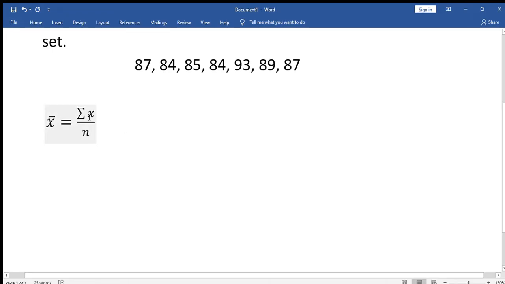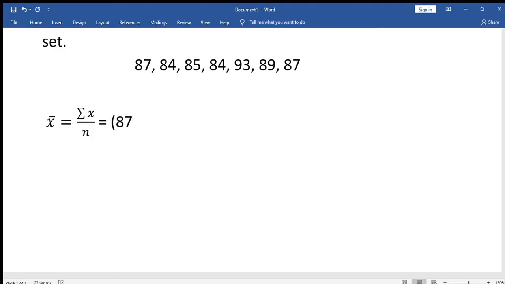We have the summation of x all over n, wherein the summation of x here is known to be the scores. We are going to find out the sum of all given scores. Then n, you are going to count how many scores are involved. So let us try to simplify. So simplifying this now, we are simply going to add 87 plus 84 plus 85 plus 84 plus 93 plus 89 and plus 87.